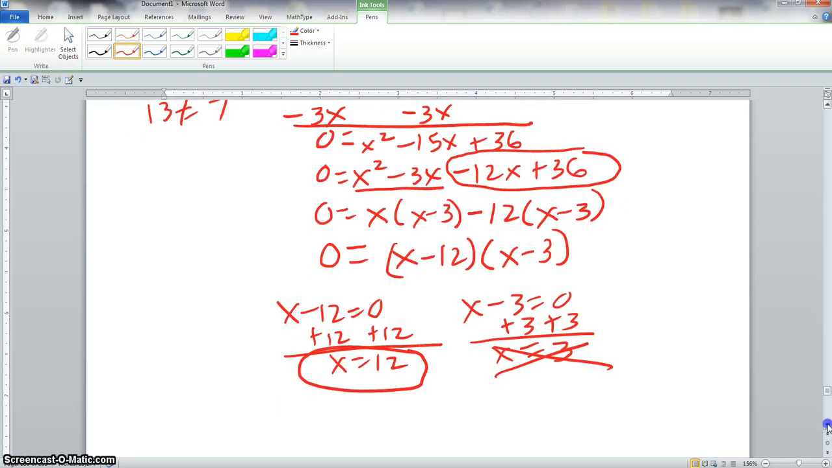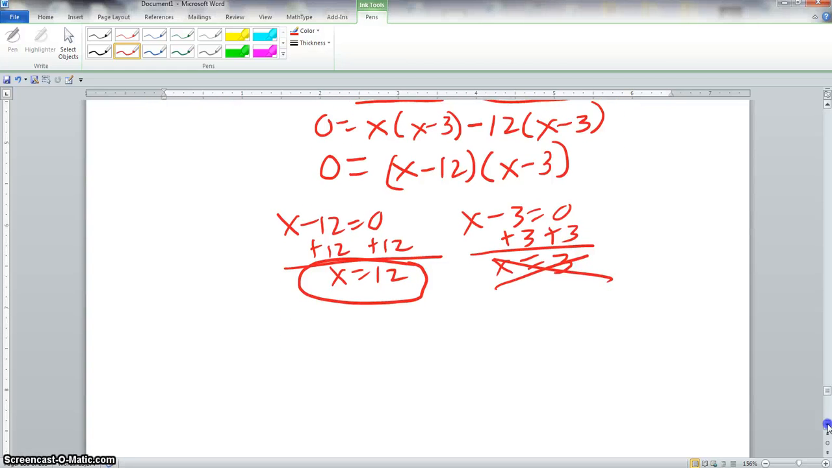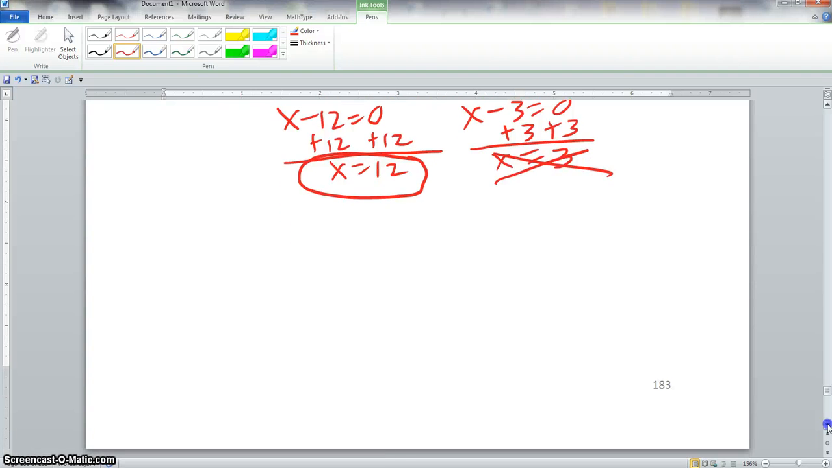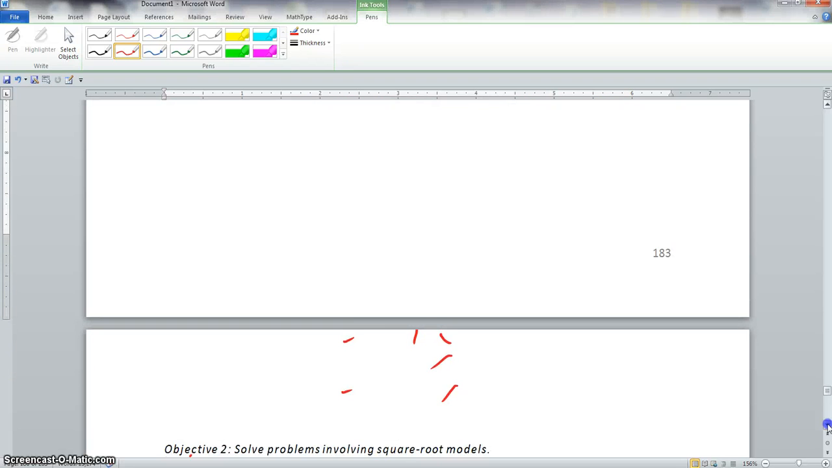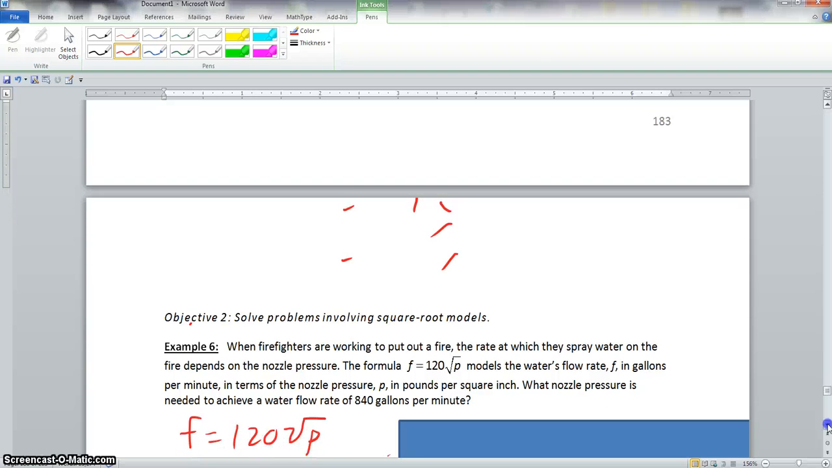Okay, now we scroll down here to the next problem. And this is the last problem of section 8.5. Now, come down here, it says objective 2, solve problems involving square root models.